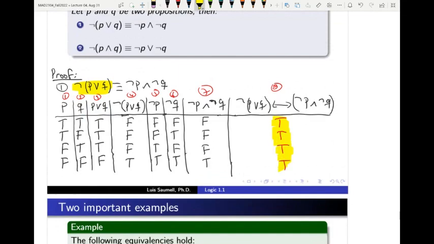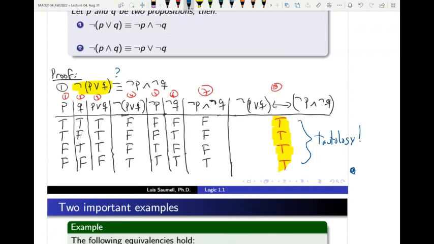So now we see, okay, this is a tautology. So we're done. This means that these two statements are indeed logically equivalent. Okay? Remember, we didn't know this. So we are trying to figure this out, and to figure this out, what you do is truth table and check.